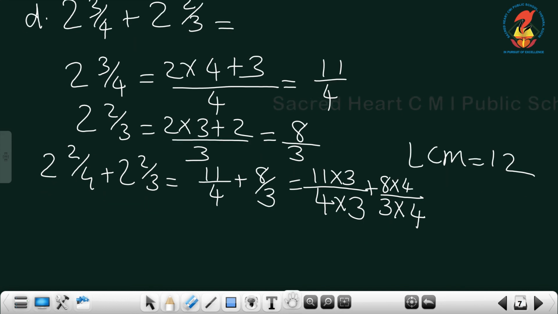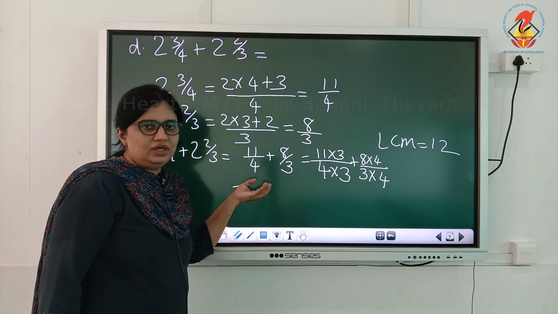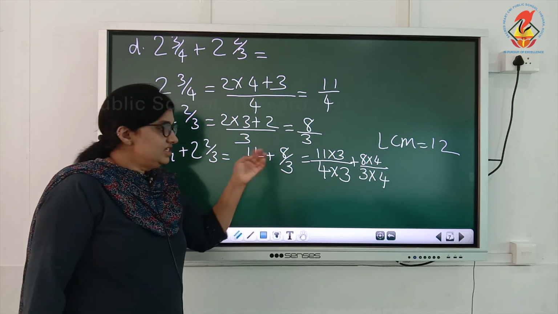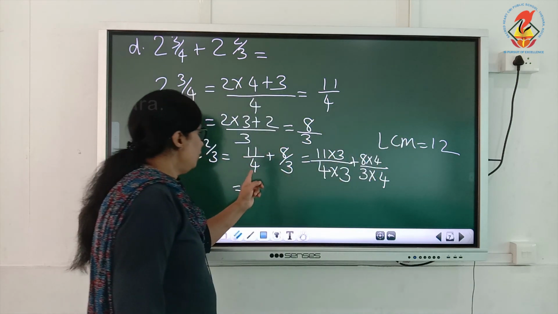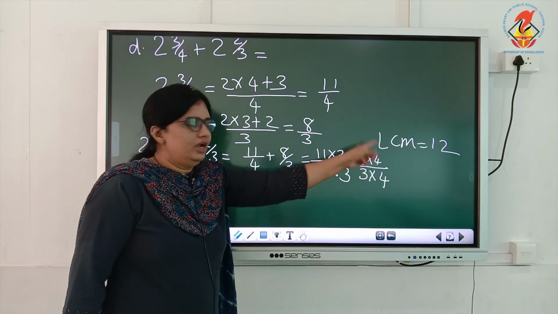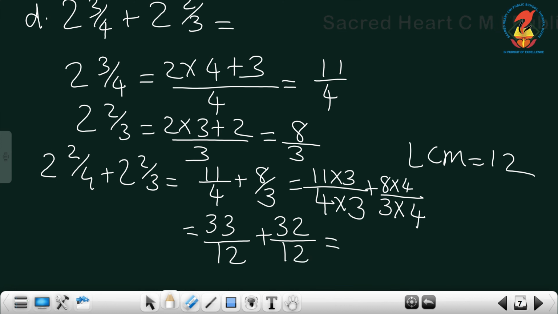Is it clear? And here we got two unlike fractions only, so we need to take the LCM. After that we need to change both the denominators into their LCM. Here LCM equals 12. So 4 into 3 and 11 into 3, and 3 into 4 equals 12. So 8 into 4, and that is the numerator. 33 by 12 plus 32 divided by 12. So the total is 65 divided by 12.